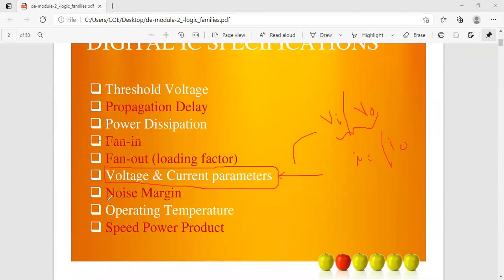Then noise margin. Noise margin is another factor you have to keep in mind while designing any digital circuit. It is like a bar chart graph. What is the low level and high level noise margin? The designer should know how much the low noise margin is and how much the high level noise margin is. The last one is the speed of operation, or operating speed, which is called the speed power product.